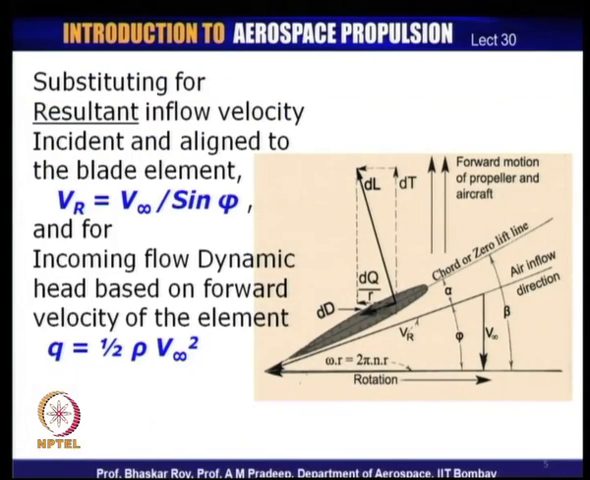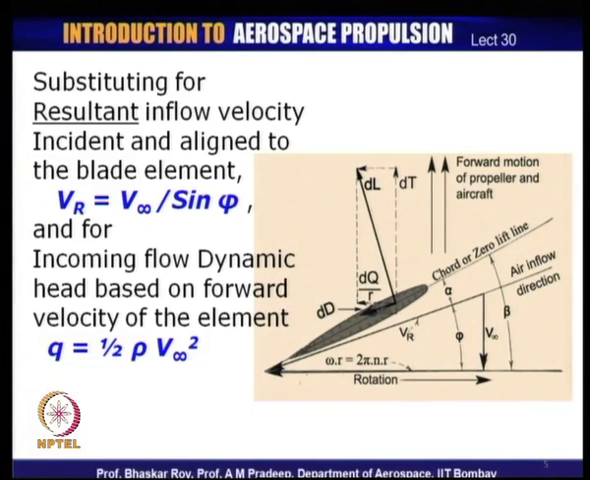Now, if you proceed along those lines, and if you say that from the flow geometry we have created, the resultant inflow velocity is aligned to the blade element, and if we write down V r as V infinity, which is the forward velocity or the incoming actual velocity, divided by sin phi, which is the angle it subtends, and the incoming flow dynamic head based on the forward velocity of the particular element, we can make these two substitutions in the equations that we have written down for thrust and torque.